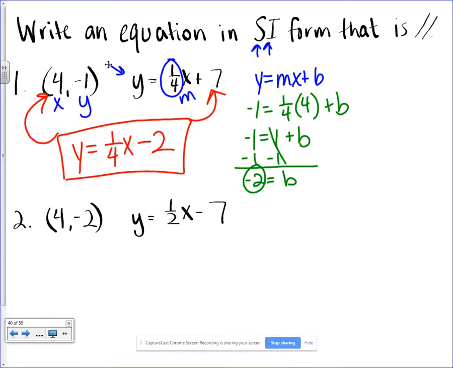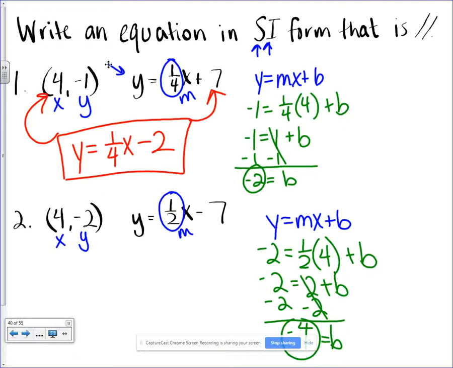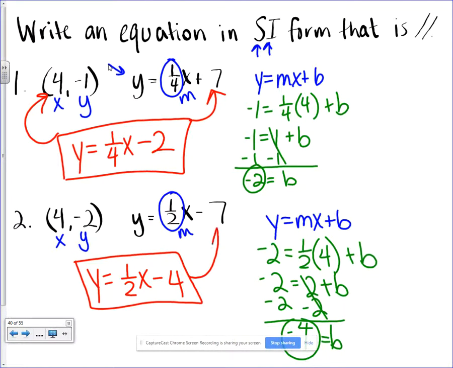Let's try again in number 2. I have my point, so this is an x and a y. I have an equation, and that equation already tells me that the slope is 1/2. So if I plug this into y equals mx plus b form, I can then find the b. If I go ahead and multiply that, I get 2. If I solve it, I get b is -4. So now I have the 2 pieces that I need. My equation will be y equals 1/2 x minus 4. So this is the line that will be parallel to this and will go through that point.